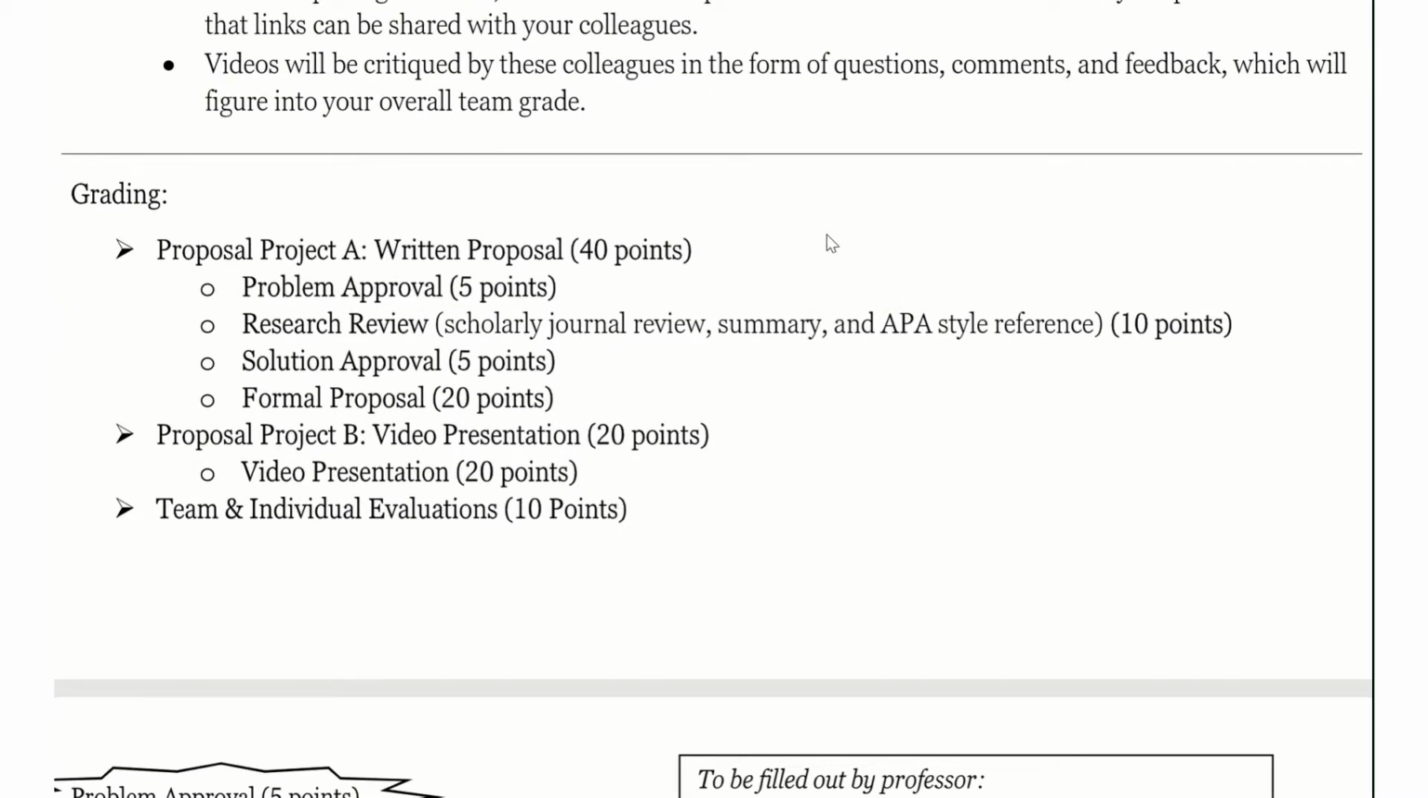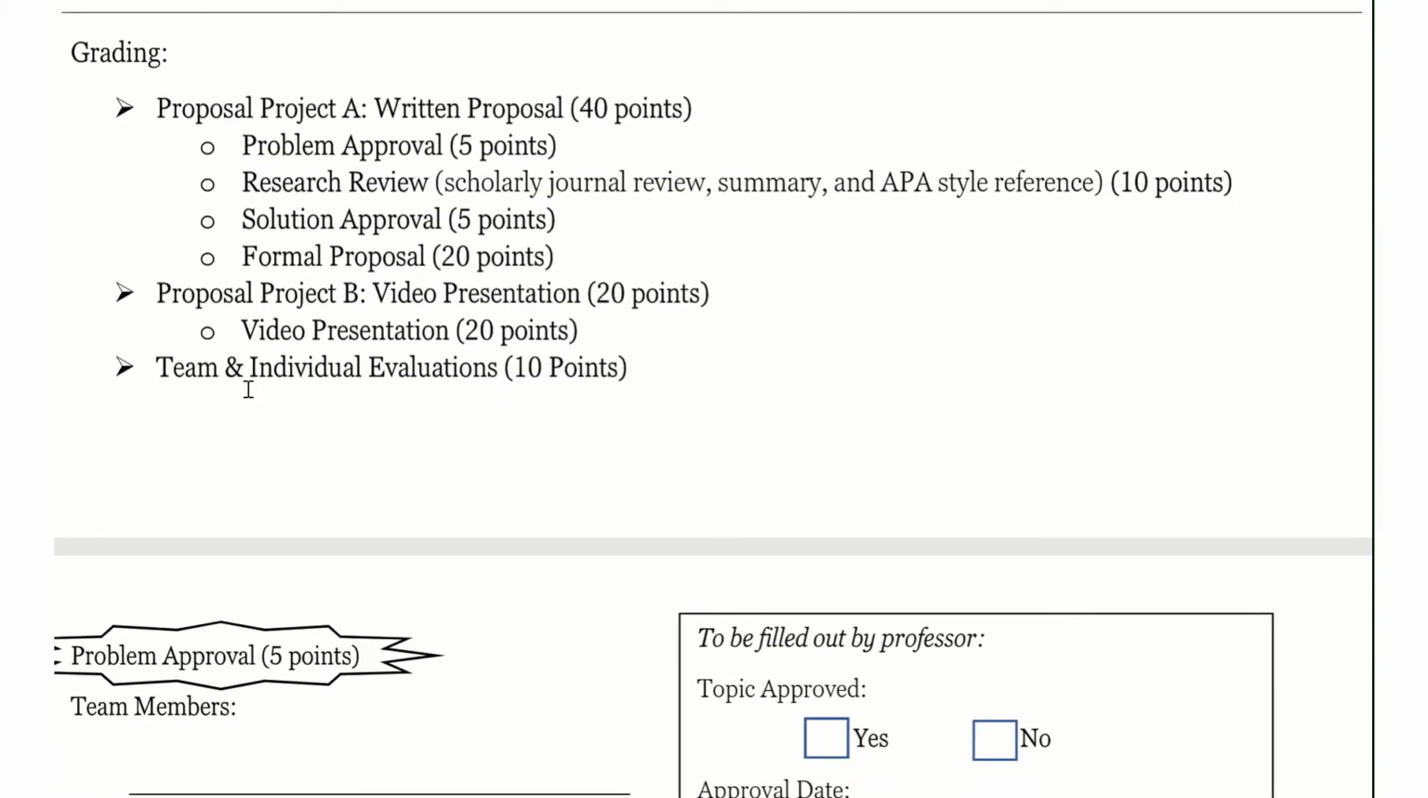So overall, here's the grading breakdown. Proposal project part A includes your written proposal pieces. So your problem approval worth 5 points. Your research review worth 10 points. Your solution approval worth 5 points. And your formal proposal worth 20 points. Your proposal project B is your video presentation, worth 20 points. And then your final 10 points come from team and individual evaluations.